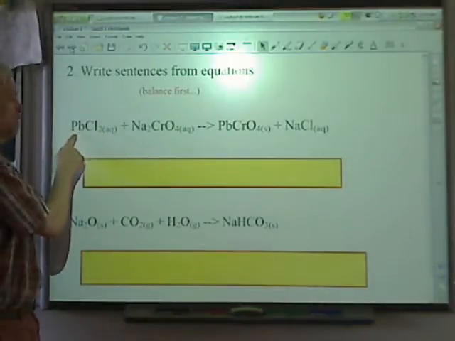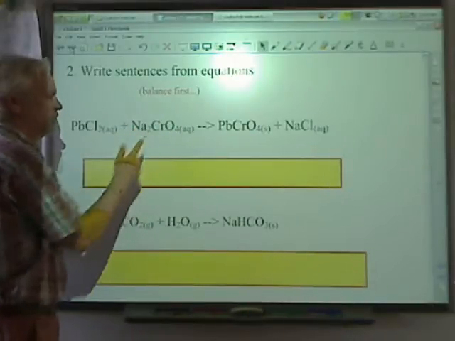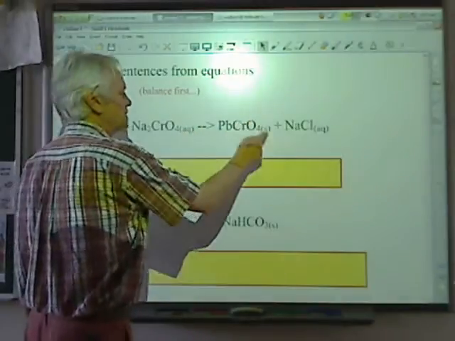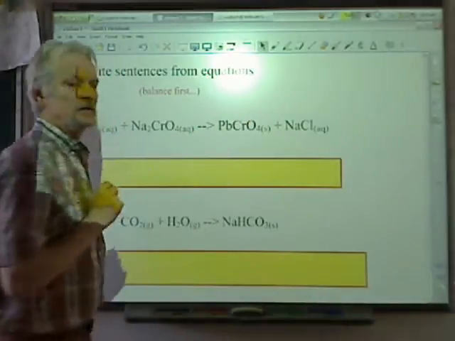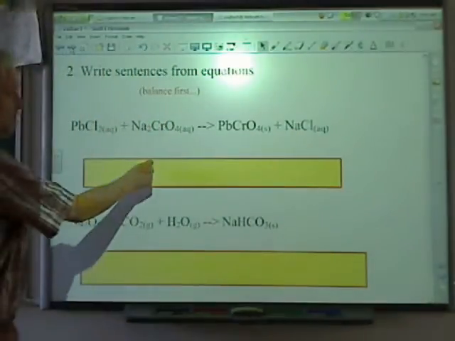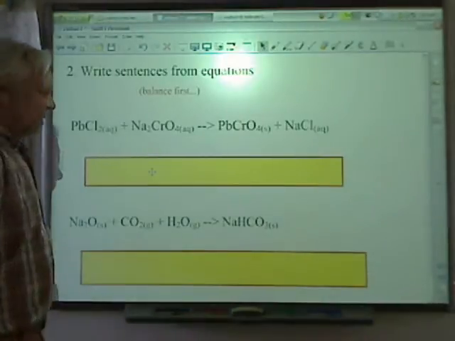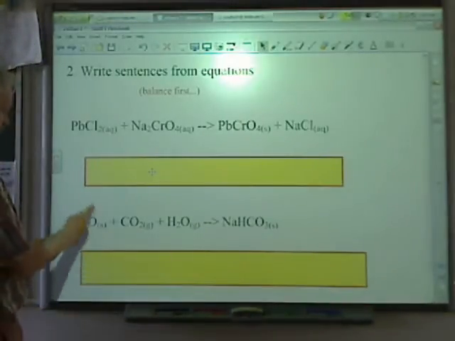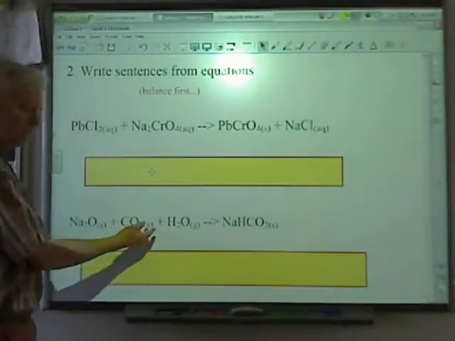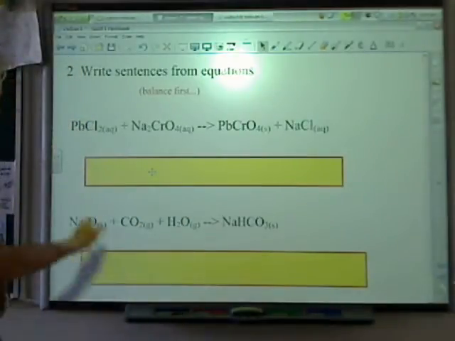Aqueous lead 2 chloride combines with aqueous sodium chromate. That's all we got to say, cation, anion, to produce a solid lead 2 chromate and aqueous sodium chloride. That's what it says behind here, if you care. Down here. Oh, seen this one before on a previous slide. Sodium oxide. Here, carbon dioxide, water vapor, and so away we go.